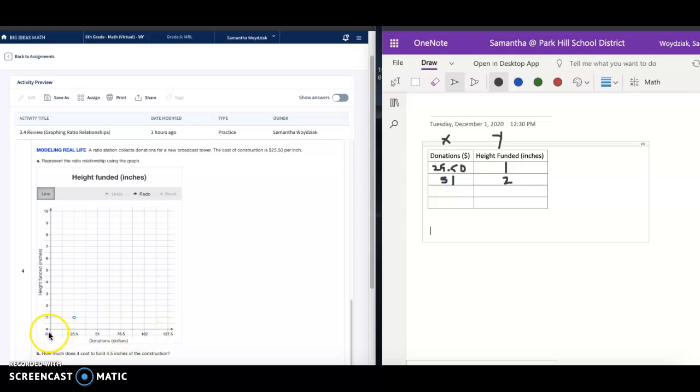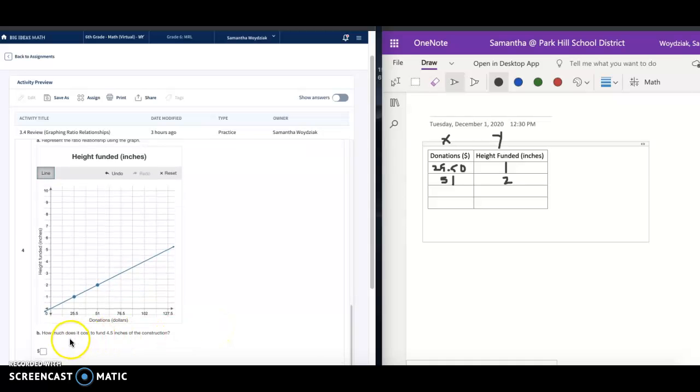So I'm going to go graph that. I'm going to go over 51, up 2. And you can see it created a straight line for me through 0, 0. So you'll be good on 4A if you follow those steps. And for 4B, it says, how much does it cost to fund 4.5 inches of the construction?